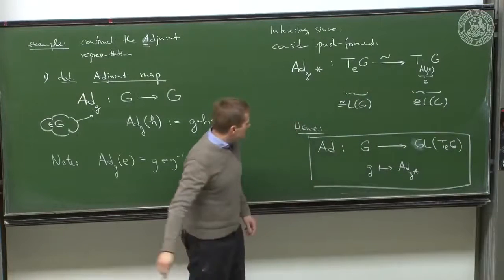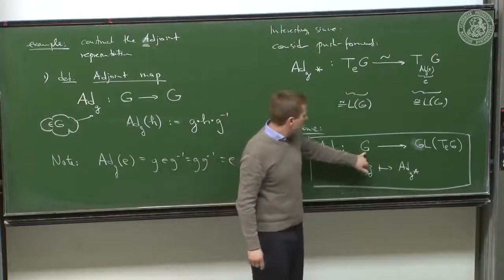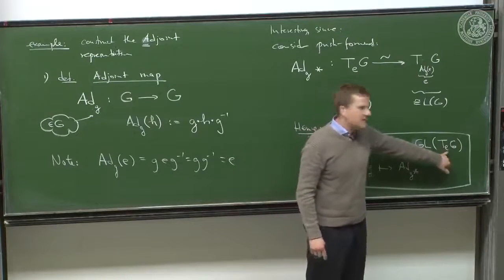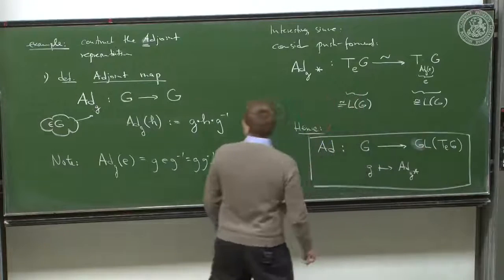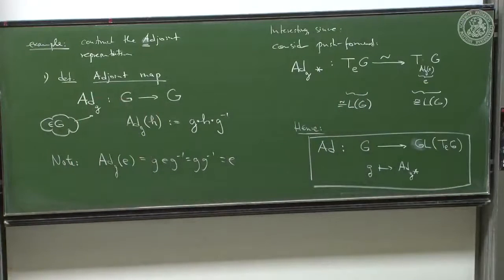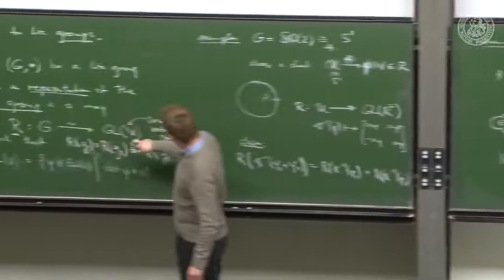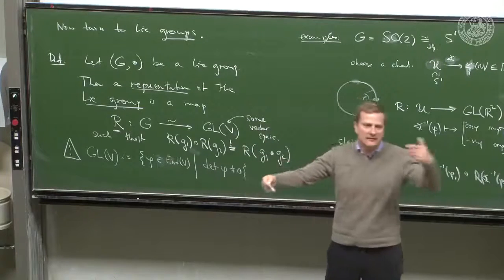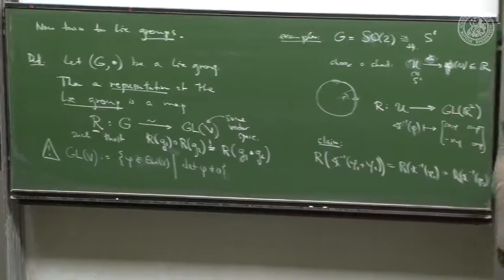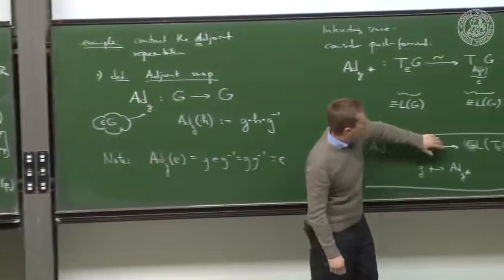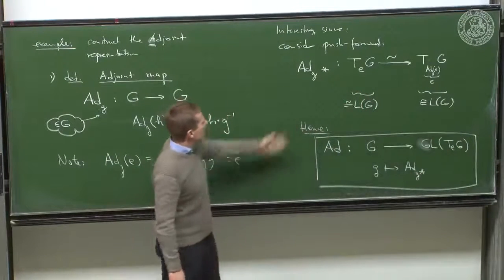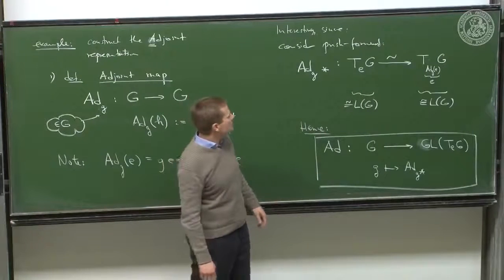And what did I show by this? I showed that there is a map that takes you from the group into the general linear group over the Lie algebra. In other words, you can always find a representation of a Lie group on the vector space V given by the Lie algebra. So you could find a representation of the Lie algebra on the Lie algebra, but you can also find a representation of the Lie group on the Lie algebra, a Lie group representation. And that is why this is also called the Ad_g.